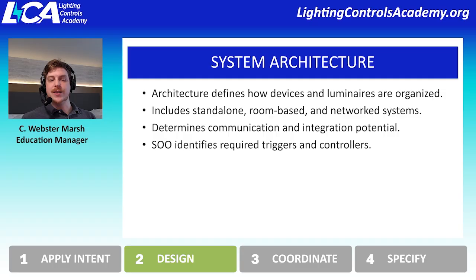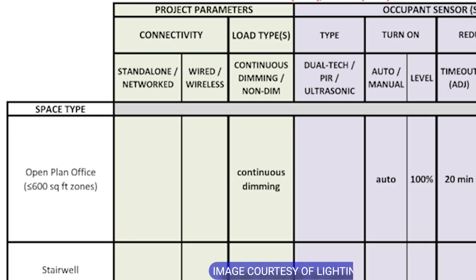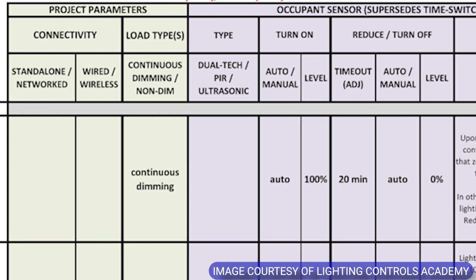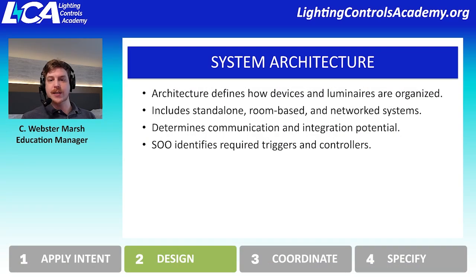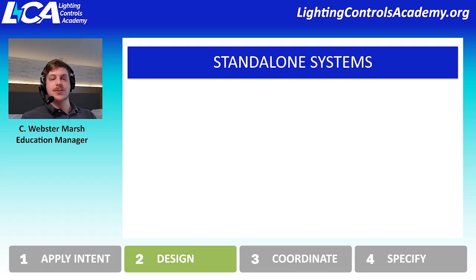The sequence of operations is meant to help identify the architecture, primarily because it identifies the triggers and controllers within the system. How are you dimming? How are you switching? What is the expected performance of the system? That can all be determined within the sequence of operations, and you can even dictate whether you're planning to do a standalone, room-based, or networked system for those spaces, and that can help clarify exactly what is expected from that space.